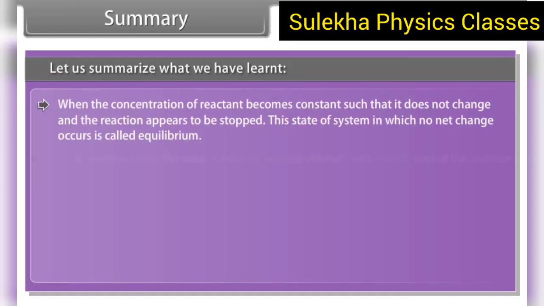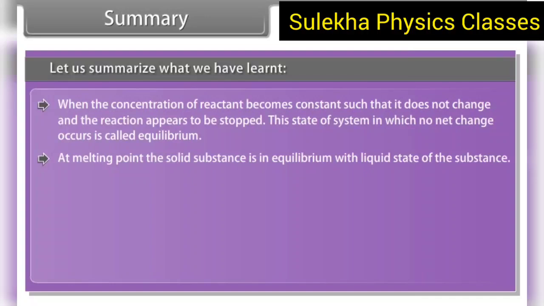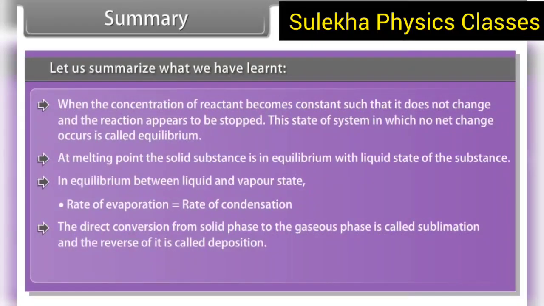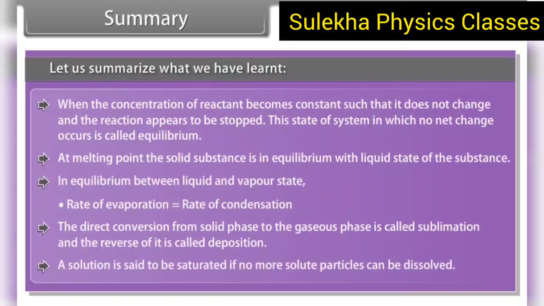At melting point, the solid substance is in equilibrium with liquid state of the substance, in equilibrium between liquid and vapor state. Rate of evaporation is equal to rate of condensation. The direct conversion from solid phase to the gaseous phase is called sublimation, and the reverse of it is called deposition. A solution is said to be saturated if no more solute particles can be dissolved.